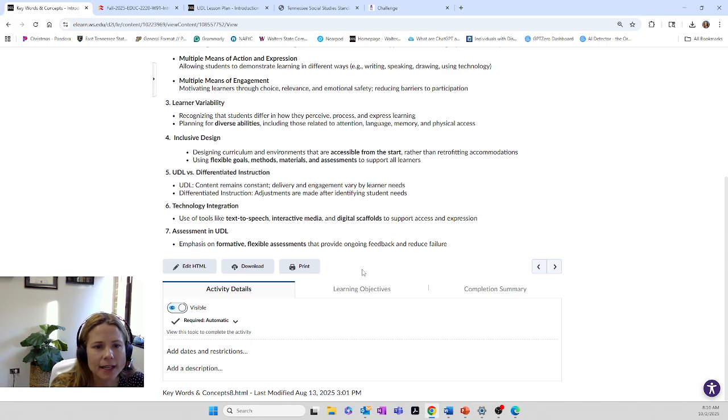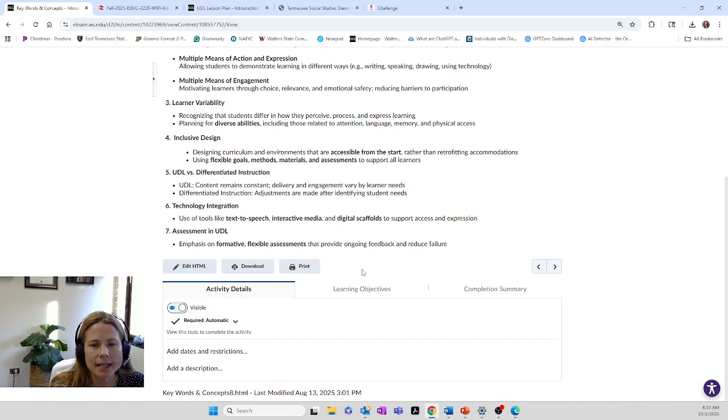And then you have technology integration. So this would be things that would be assisting the students, or assisting you as well. So it'd be things like text to speech, interactive media, any kind of digital scaffolds, right? So that's going to support that area of access and expression.